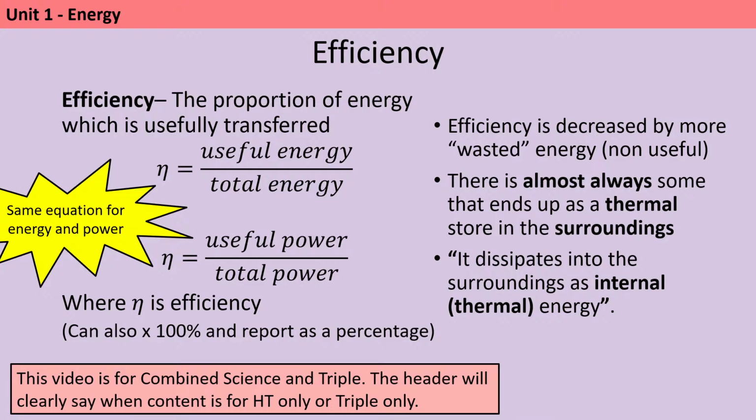There are two equations for efficiency, but the only difference between them is that one of them is expressed in terms of energy and one in terms of power.